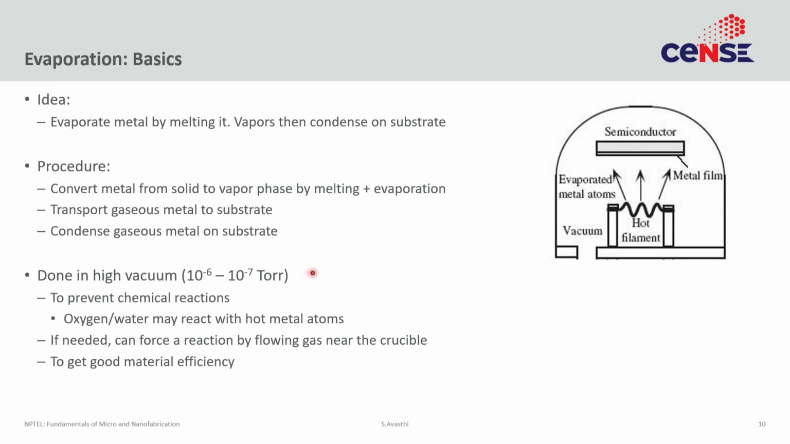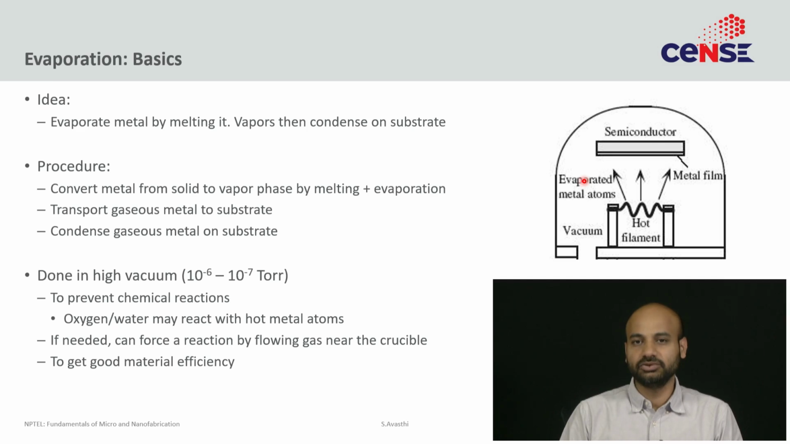Okay. Typically, this is done in a high vacuum. Around 10⁻⁶ to 10⁻⁷ torr is maintained while the evaporation is being done, and that is to prevent chemical reaction, because these evaporated metal atoms can often be very reactive, right? So if you are depositing aluminum, it can very easily react with the oxygen in the atmosphere to deposit aluminum oxide and not aluminum. So in order to prevent that, you just keep the vacuum at a lower value. If needed, you can do some version of a reactive evaporation. So if you want to deposit aluminum oxide, you can leak in a little bit of oxygen and do the reaction that way.